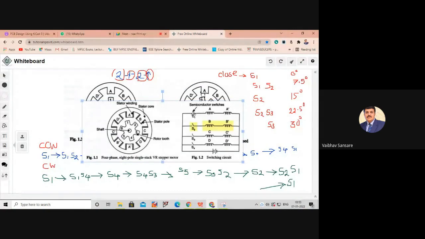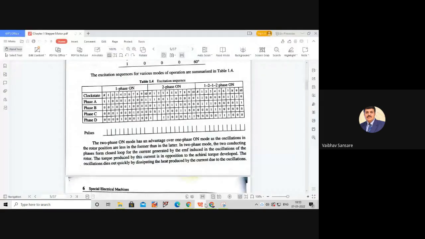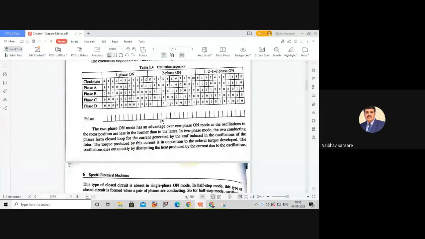Okay, so here when two phases are under closed condition, two switches are under closed condition, there is a closed loop formation, and this closed loop formation circulates the current which induces the EMF, and that EMF generally produces the damping itself, damping against oscillation. So that will reduce the oscillation in the rotor. So that is about the two phase on mode.